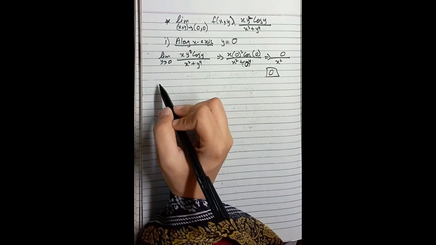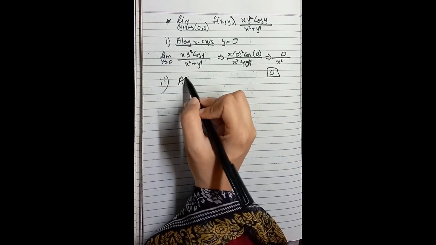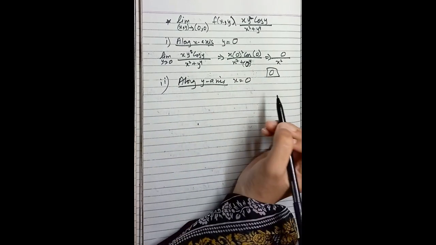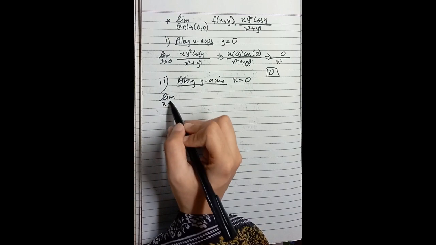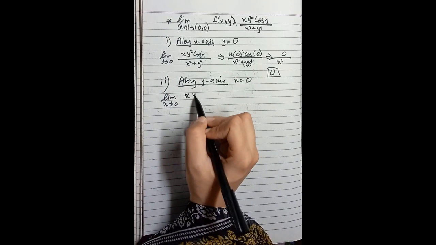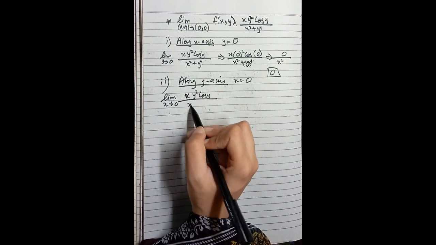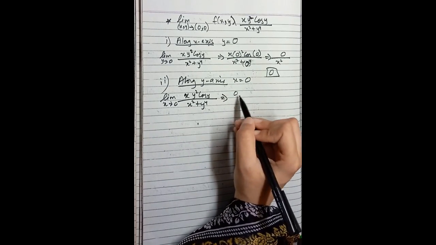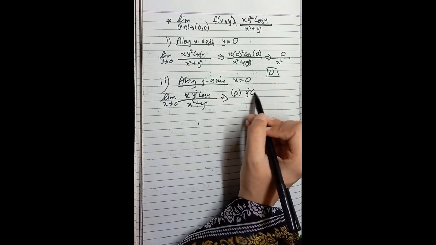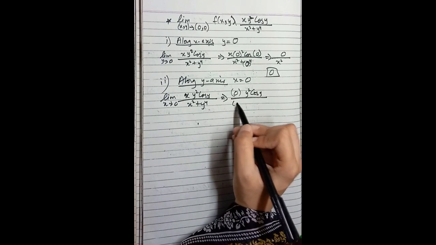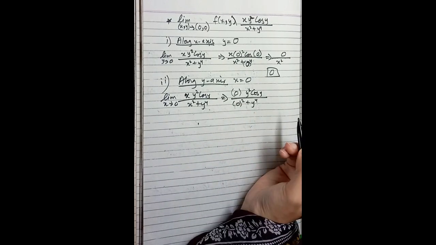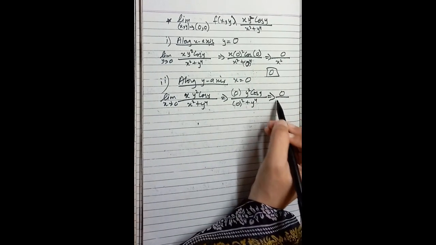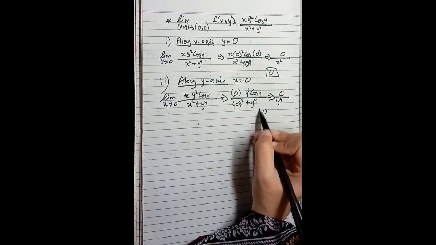0 over something is 0. Now for the second condition, along the y-axis, x is 0. So for this limit, x approaches 0 of x y square cos y divided by x square plus y to the power 4. Our x will be 0. So 0 into y square cos y divided by 0 square plus y to the power 4. Our answer is 0 by y to the power 4. 0 over something is 0.